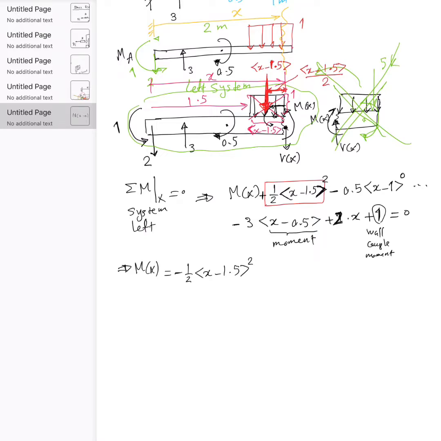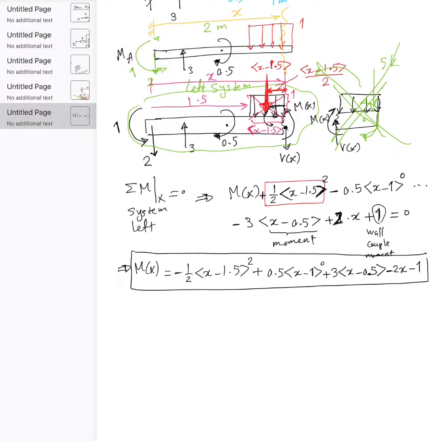So m of x is equal to negative half of Heaviside x minus 1.5 squared plus 0.5 Heaviside x minus 1, 0, plus 3 Heaviside x minus 0.5, negative 2x, negative 1. That's your moment diagram. So in the exam, if I say draw the moment diagram, if you just come up with this relation, that means that you don't really need to draw it, because this relation includes the entire moment diagram. It's just in one line.